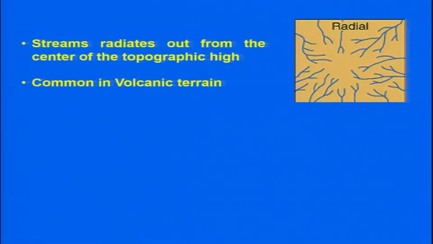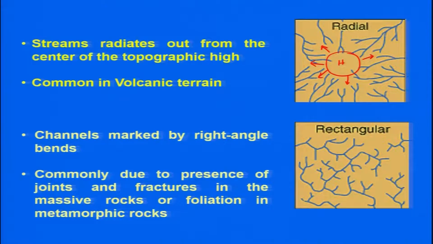Then coming to the radial pattern, as I told, it will also help us in identifying the landform, either a dome where the central portion is elevated and higher, and the surface slopes away from the center, giving you a typical radial pattern. Then we have rectangular channels, which are mostly seen where you have jointed and fractured terrain, and they typically intersect or bend at right angles.